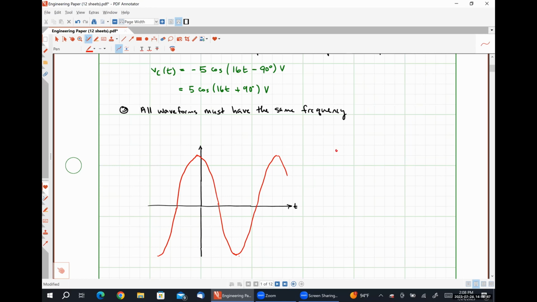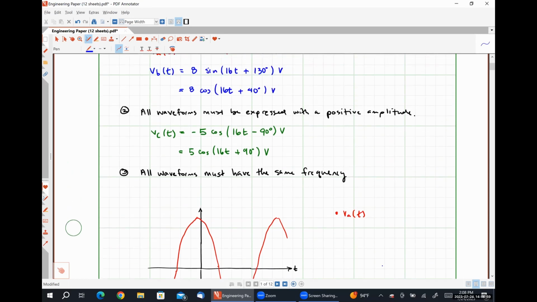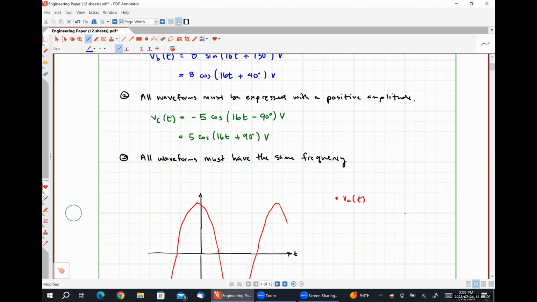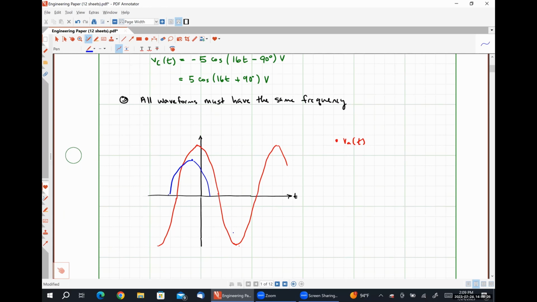So this red curve is VA of t. Our blue curve is going to be VB of t, so that's 8 cosine with a phase angle of positive 40, which means we're going to have a little bit more of a left shift. So I'm just going to put that about right here. Something like this.